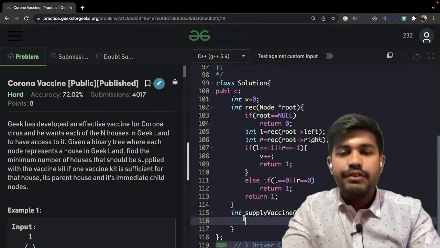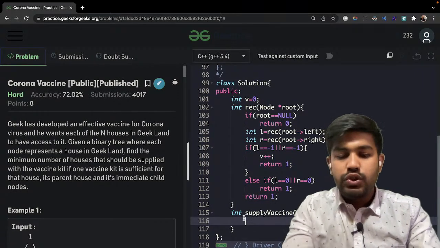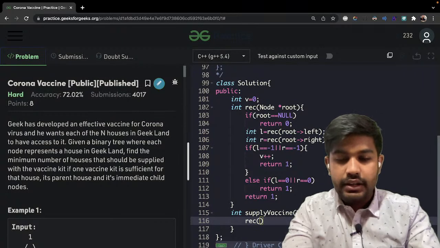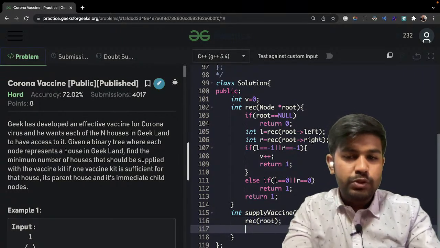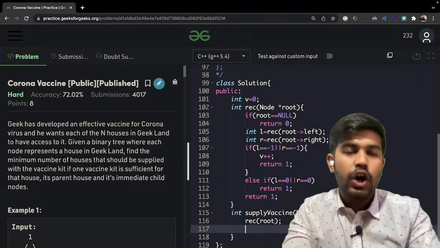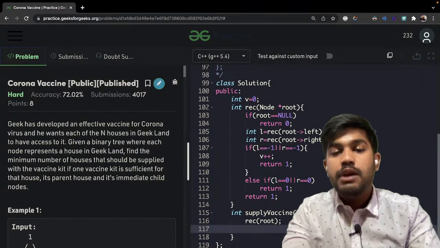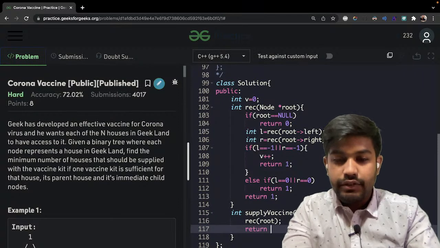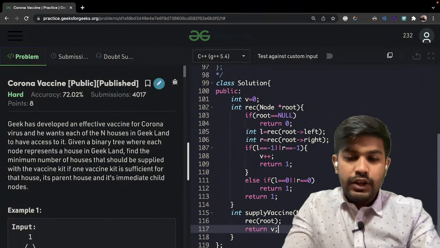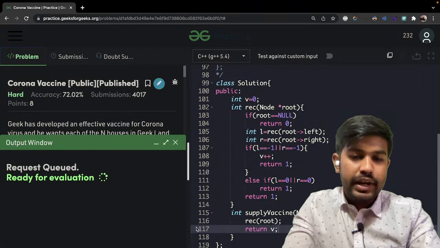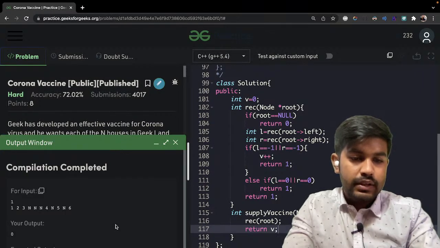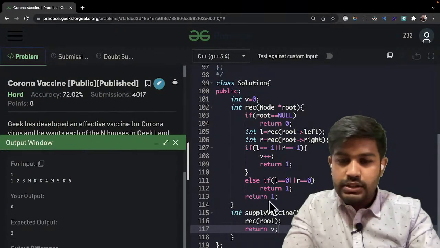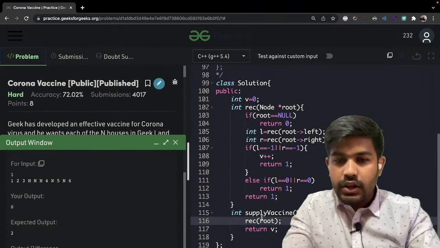Okay, fair enough. Now what we need to do is pass the recursion to the root. Then after that v would be incremented. Or you can pass v by reference, and then we need to return v. Okay, this would run for the sample test case, but we would fail in certain test cases. So let us just see. Expected is 0 but the output is -1. Okay, let me just check.